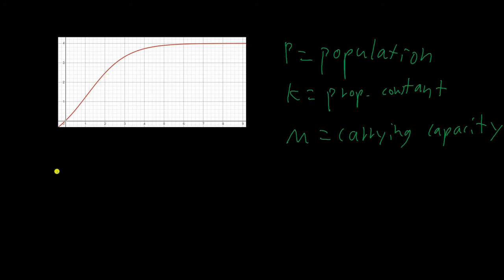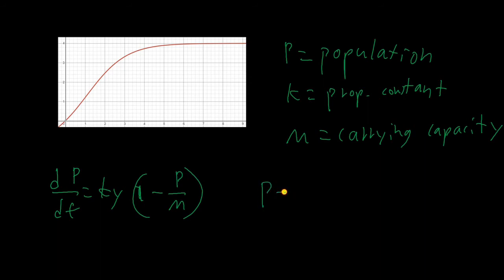Anyway, so we'll take our equation from the previous slide, dP/dt equals kP, and then we're going to add this thing, 1 minus P over M, to account for the carrying capacity. If we solve this equation for P, we're going to get P equals M over 1 plus A e to the negative kt. A here is another constant, which unlike k has an equation of its own.